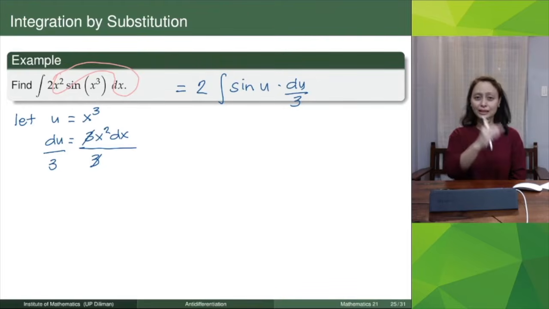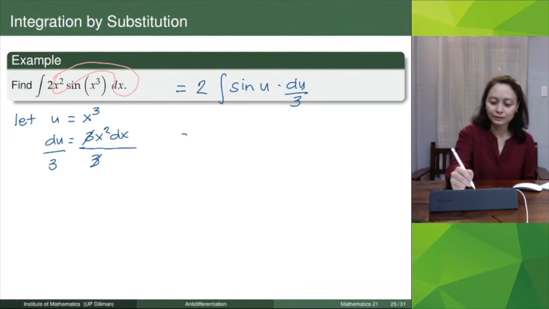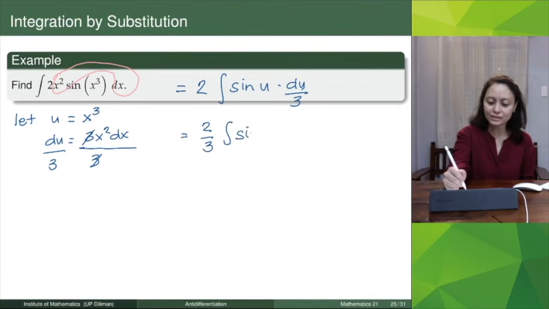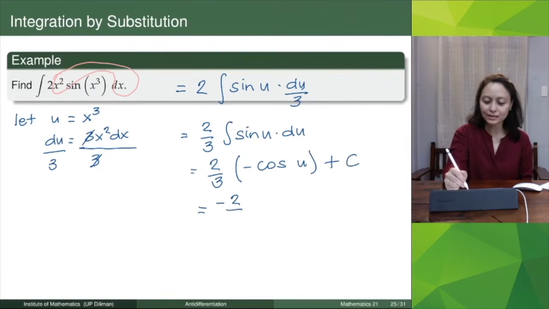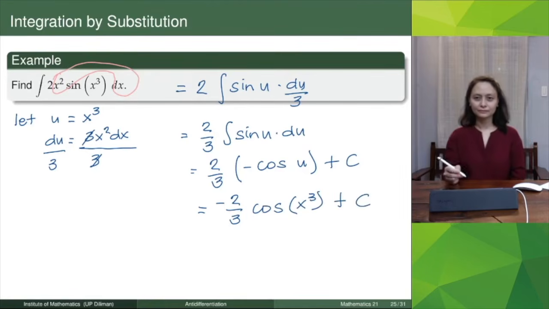Okay, and again, you can take out 1/3. So, this is equal to 2/3 antiderivative of sine u du. Sige, antiderivative ng sine ay negative cosine u plus c. Then, substitute back. Ano yung u natin? Tapos, ito rin. This is negative 2/3 cosine of x cubed plus c. Okay?